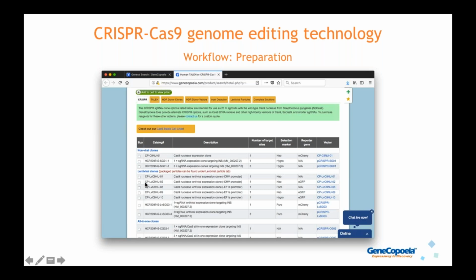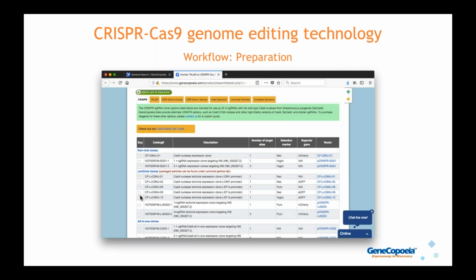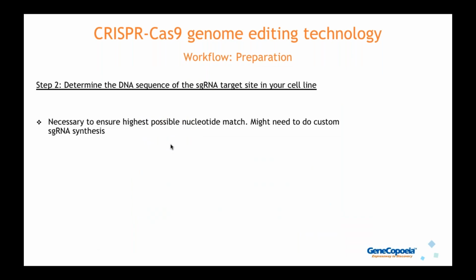So usually we like to go for the all-in-one clones that are shown underneath here. And so we would need to scroll down and select either a single clone or a set of three. But you get your product selection page here, and then you can just order them by placing them in the shopping cart, and then you'll receive within 2 weeks plasmid clones for doing CRISPR-mediated knockout.